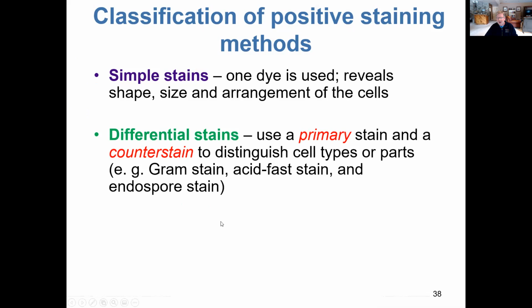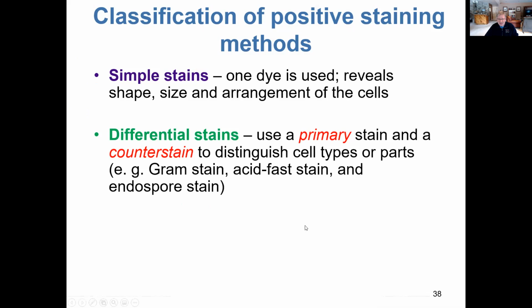So you've probably all heard of gram-positive and gram-negative, right? Which we're going to talk more about in just a few moments. But this is an example of a stain that allows us to differentiate the purple gram-positive cells from the pink or red gram-negative cells.